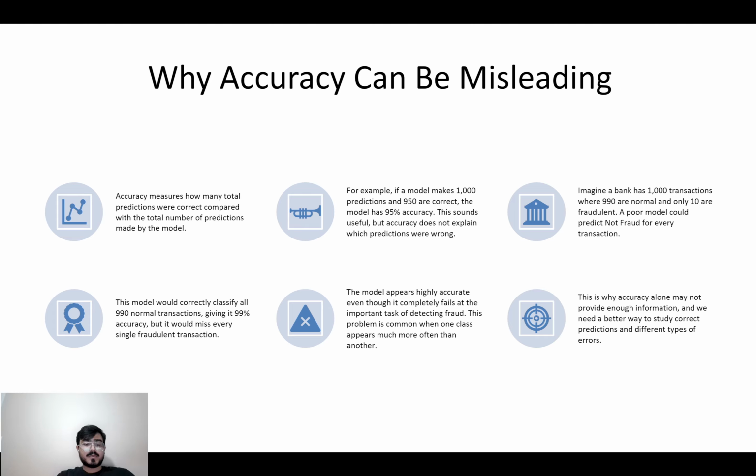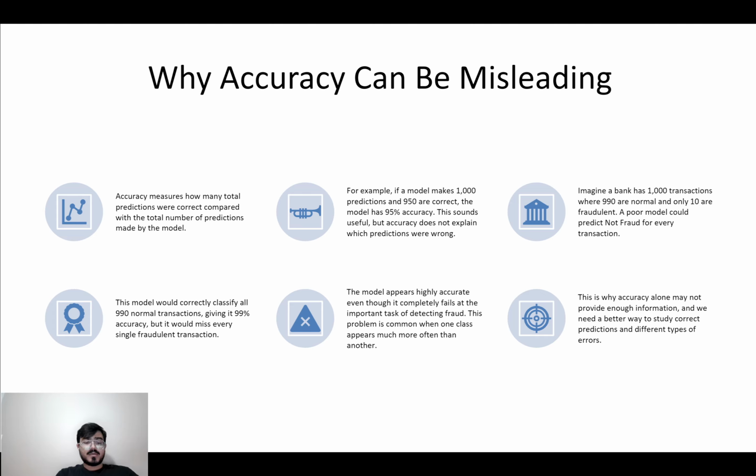Now suppose the model predicts every transaction as not fraud. Since most transactions are normal, the model correctly predicts 990 transactions and achieves 99% accuracy. But there is one major problem. The model completely misses all 10 fraudulent transactions, which is actually the most important job of the system. So even though the accuracy looks excellent, the model is not useful because it fails to detect any fraud.